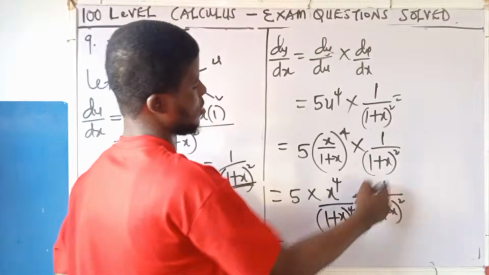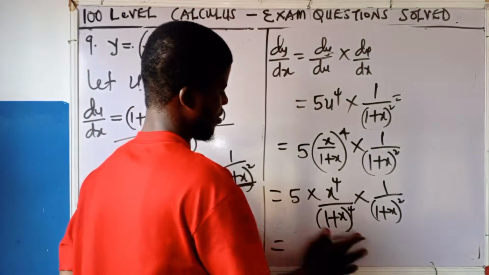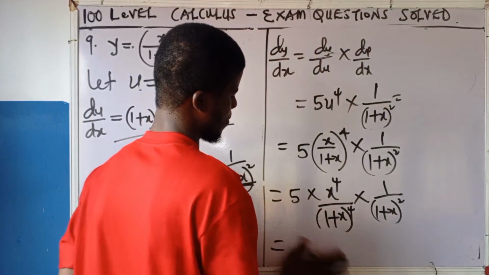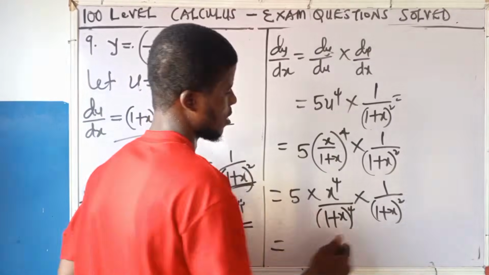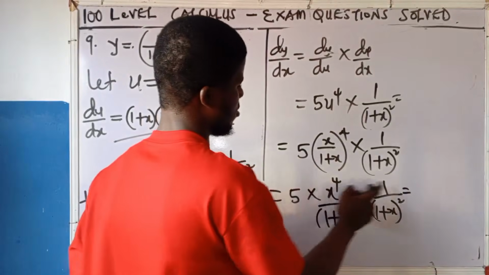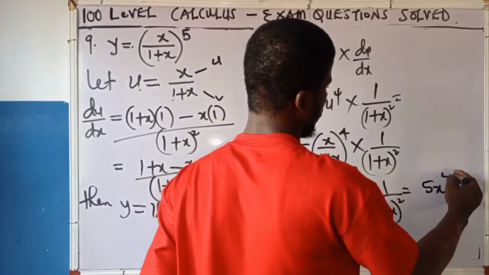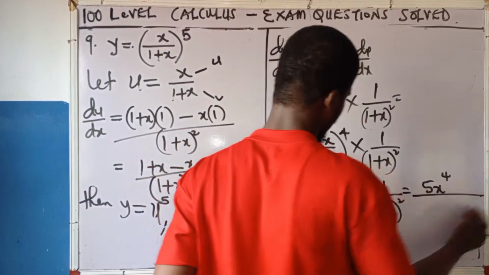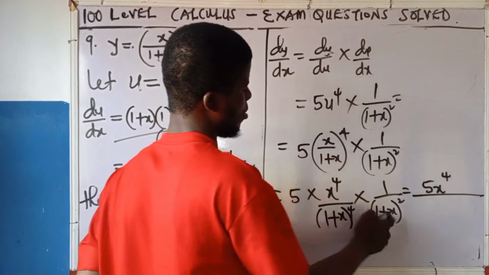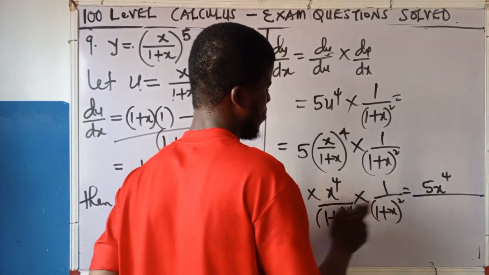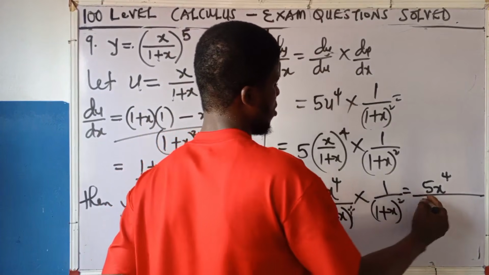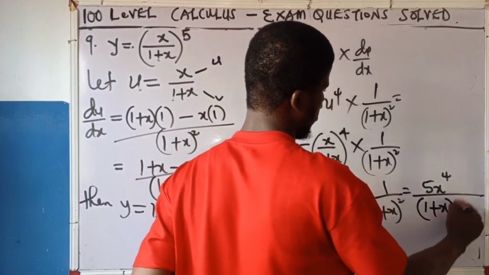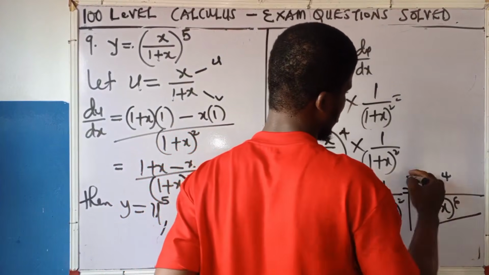So this is 5x raised to the power 4, all divided by, they are the same thing but they have different powers, so I can add their powers. 4 plus 2 is 6. So 1 plus x raised to the power 6. This becomes dy/dx.